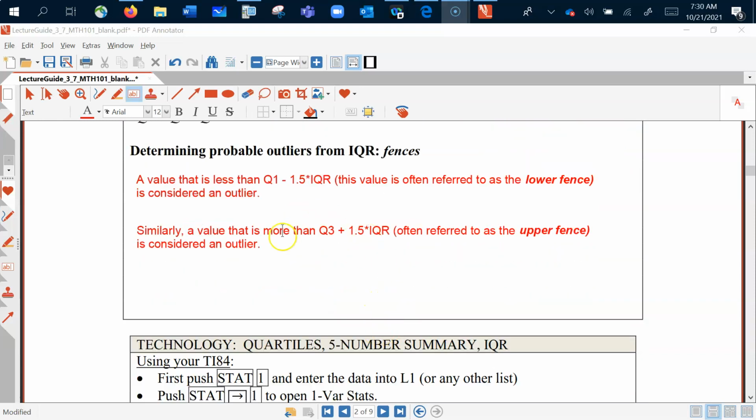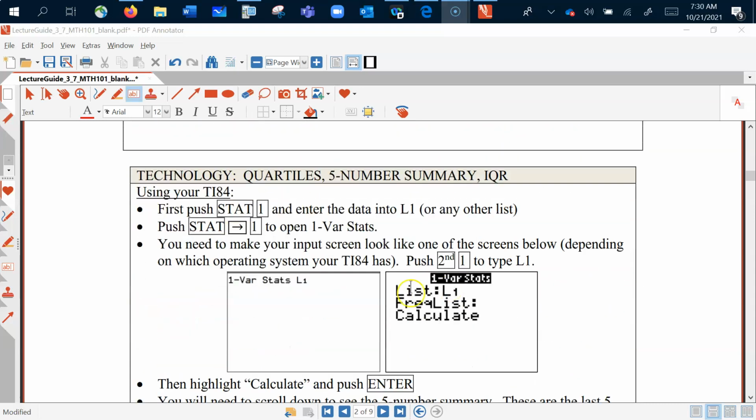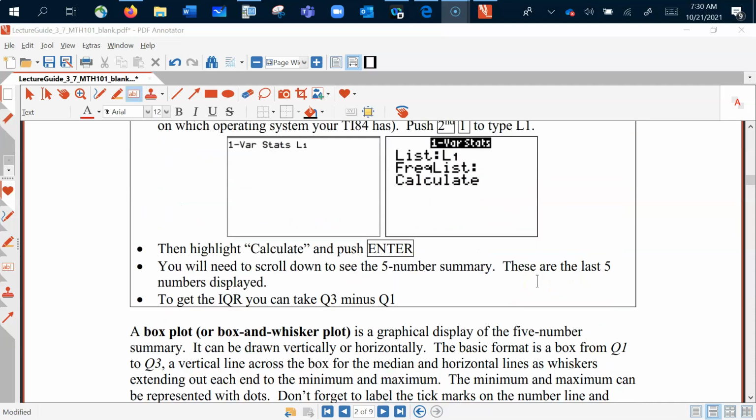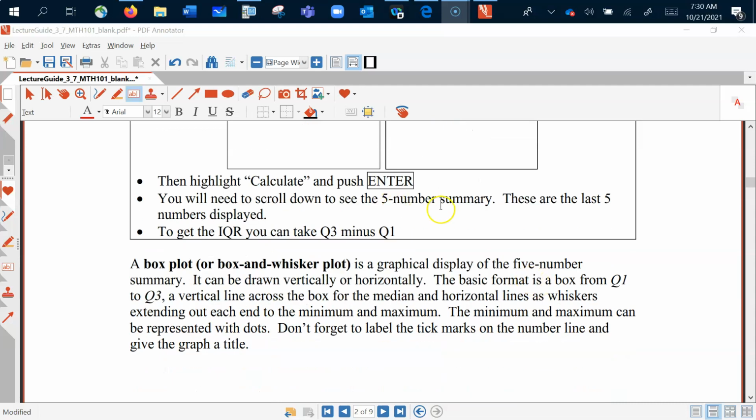If you didn't do this by hand, which I don't suggest, there is a nice way to do this on the calculator. Again, you'll make a list, and you'll do one variable statistics on that list. You'll hit calculate, and the 5-number summary is actually displayed on your calculator screen. You will have to scroll down, but it will give you the minimum, the maximum, Q1, Q2, and Q3. Although it doesn't say Q2, it just says the median, because Q2 and the median are the same thing. To get the interquartile range by hand, you would take Q3 minus Q1.